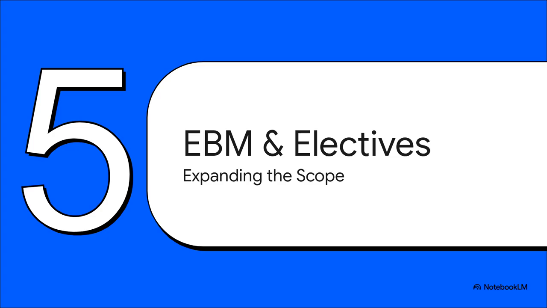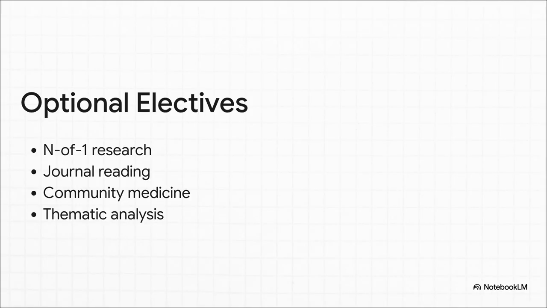Which leads us to our final part, Section 5, EBM and Final Electives. Because obviously, this newly built cognitive operating system doesn't exist in a vacuum. For those of you who want to push even further, there are 5 optional electives sitting right outside the main sequence. You can take your new reasoning skills and apply them to N of 1 research, disciplined journal reading, community medicine, thematic analysis, or longitudinal cross-case learning. It is a fantastic playground for taking your upgraded cognitive engine out for a spin.